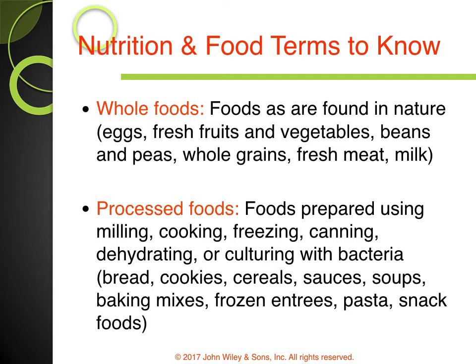What do we mean when we say processed foods? Foods prepared using milling, cooking, freezing, canning, dehydrating, or culturing with bacteria. Examples include bread, cookies, cereals, sauces, soups, baking mixes, frozen entrees, pasta, and snack foods. So we want to try and not eat as much processed foods. Why? Because they typically tend to be high in salt, sugar, and fat.